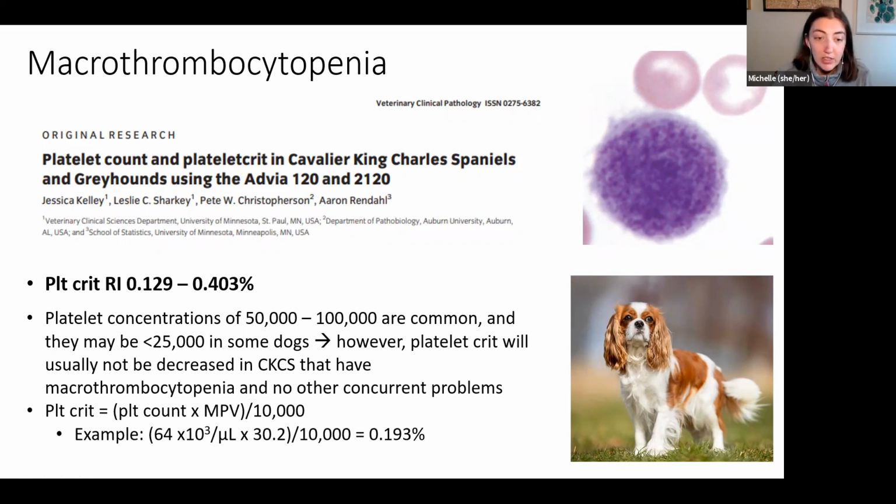And typically it doesn't change too much. So the ADVIA does calculate this plateletcrit, so that will be on the actual ADVIA printout, but it is not in your CBC printout. You can easily calculate it, and here is the formula and an example of how to calculate it. But if you're not sure you did this right, I want to look at the CBC printout, we have that in the lab.